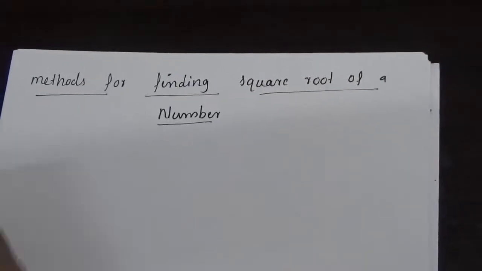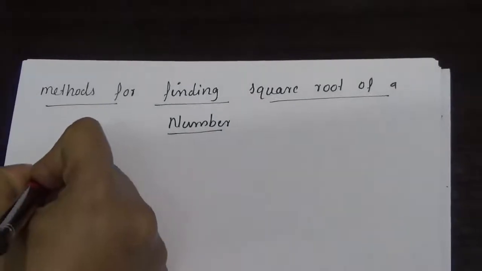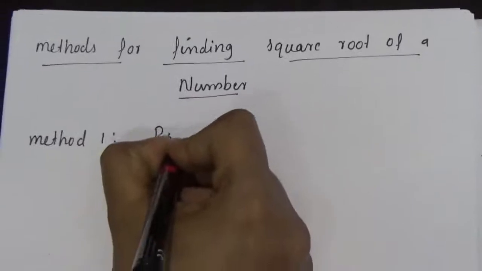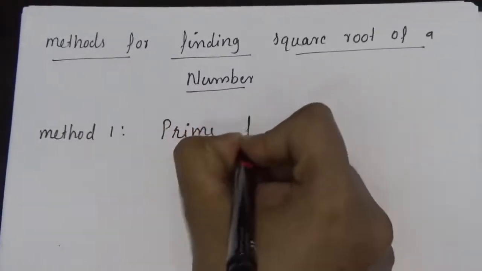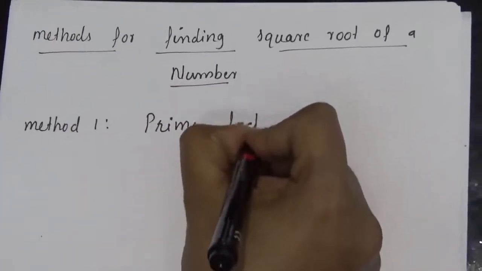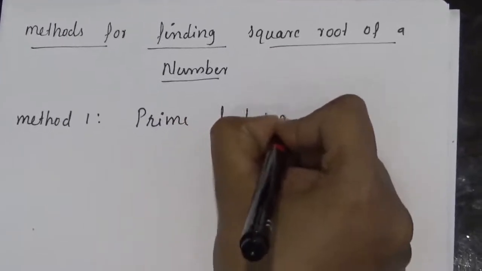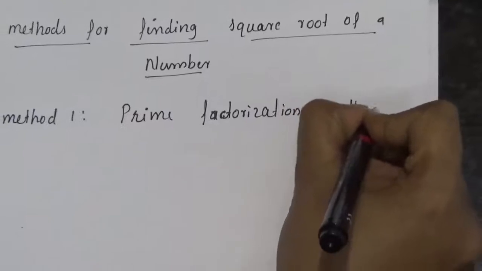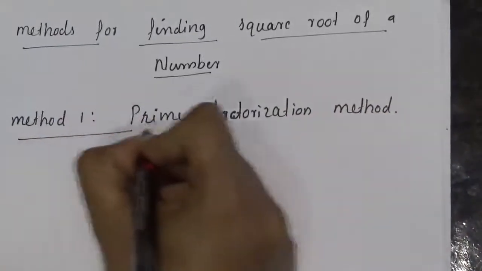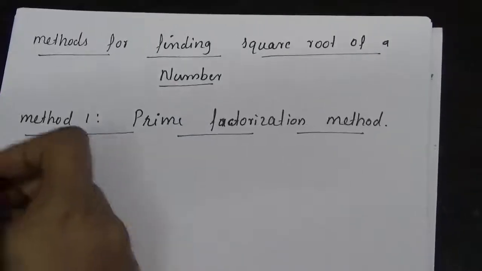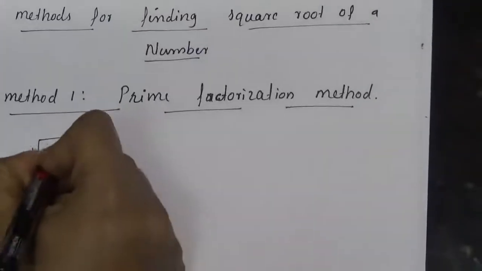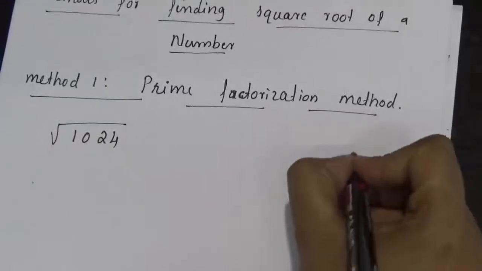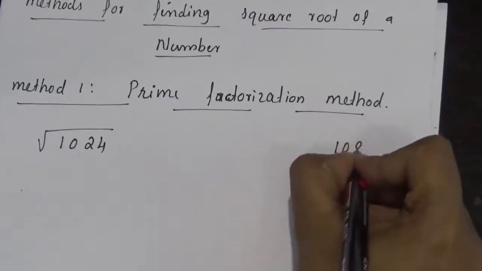Methods for finding the square root of a number. Method 1 is the prime factorization method. Let's discuss this method first. Suppose we need to find the square root of the number 1024. So let's divide the number 1024 by prime numbers.